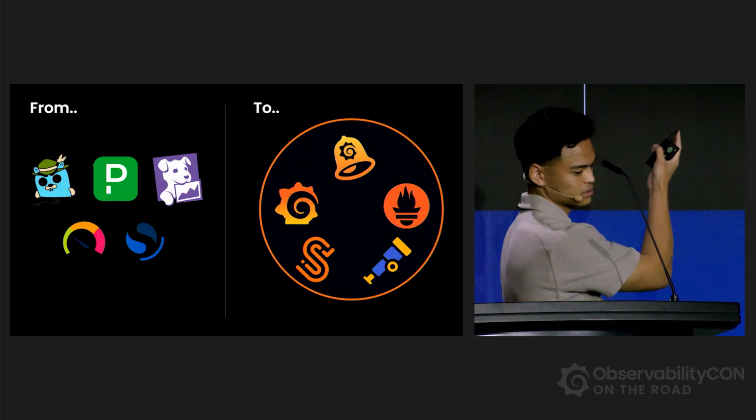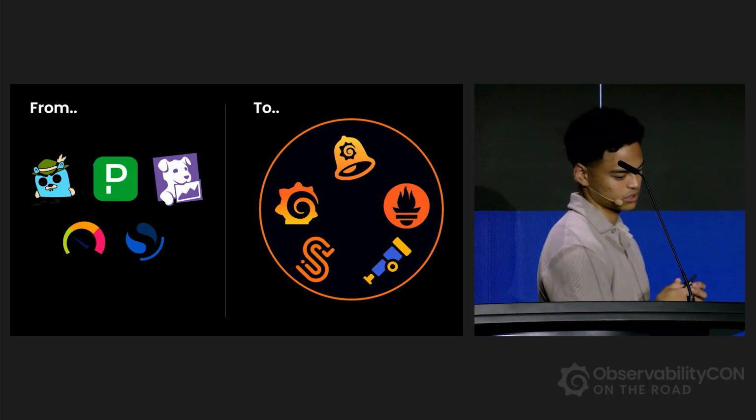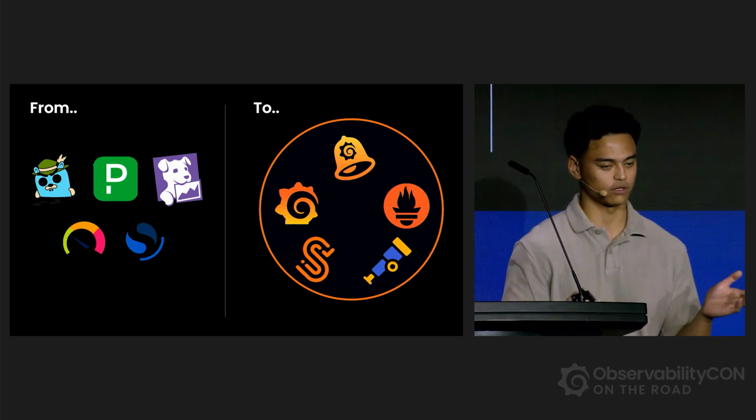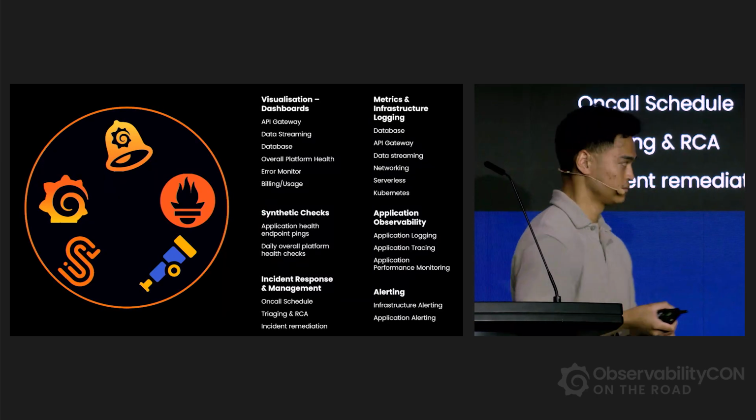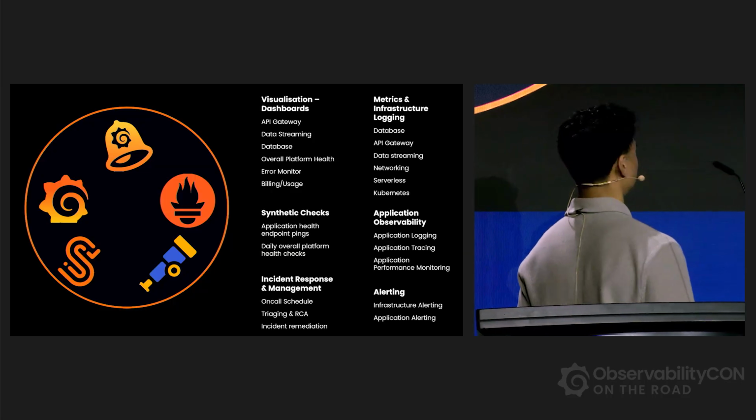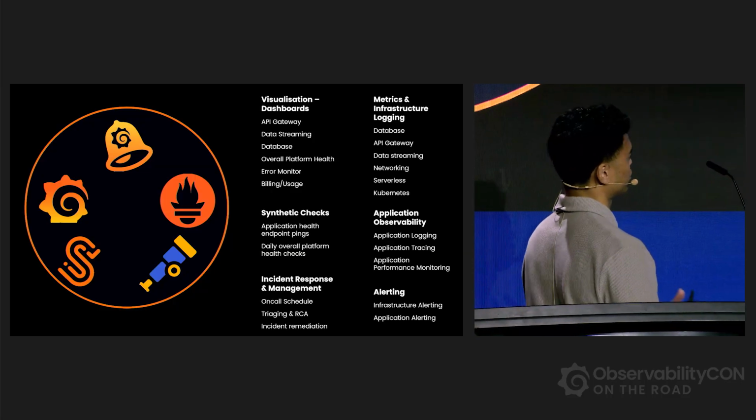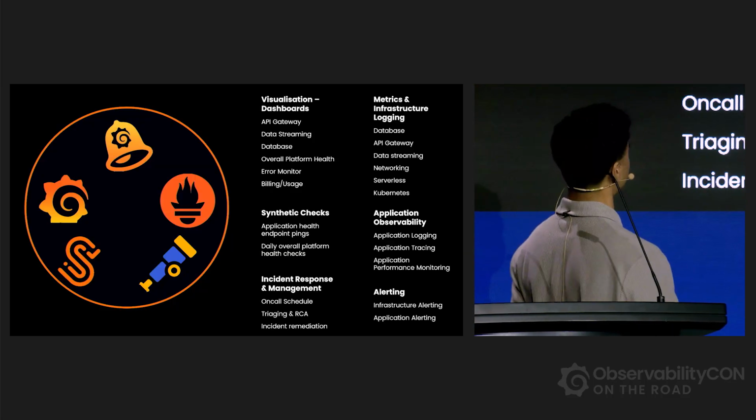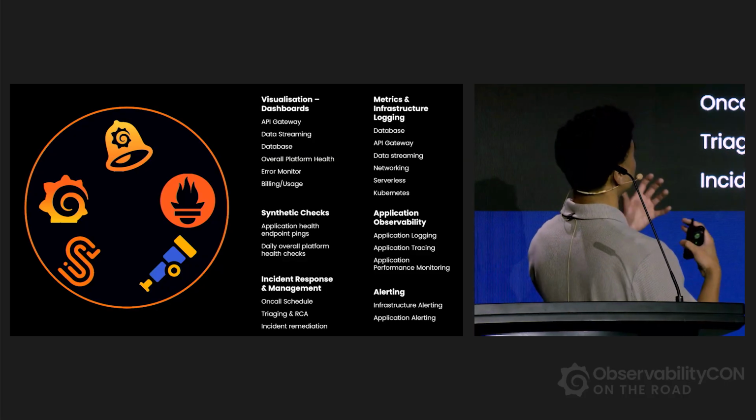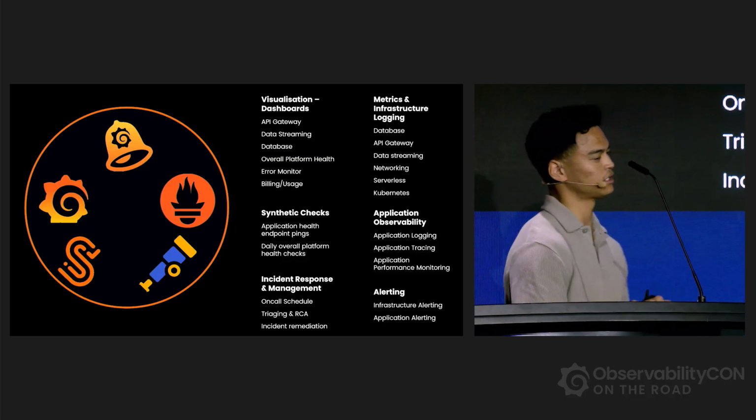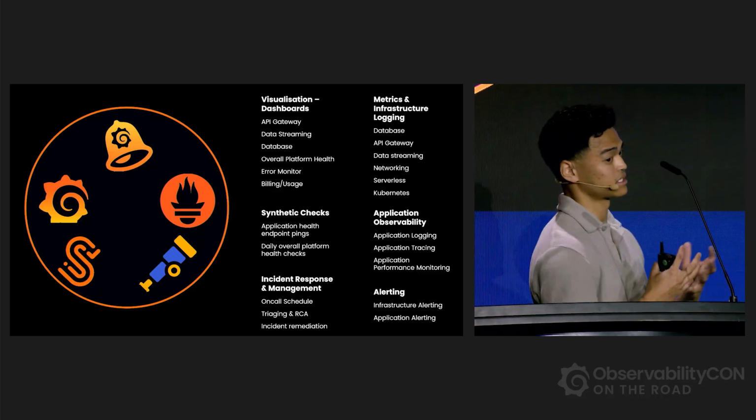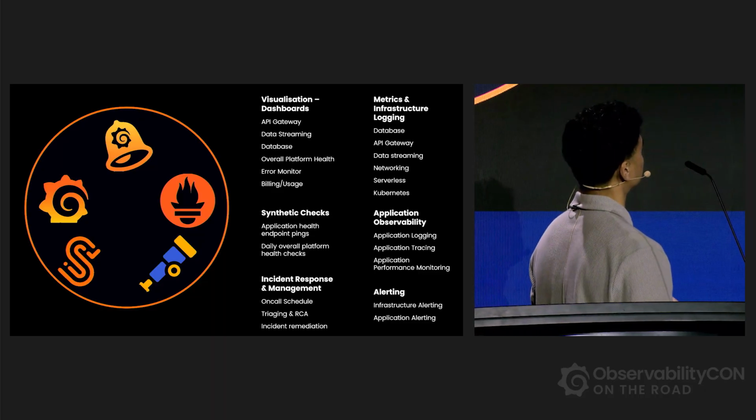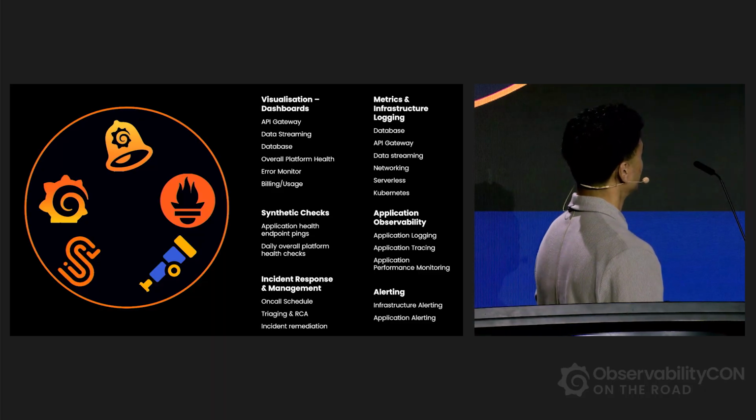This is what Tele looks like with observability. Everything flows into one place. Just a bit of a deep dive. This is how it's segregated, but I'll just go through it quickly. So we've got visualizations. One of the main dashboards we look at is our APIs or API gateways and databases. So those would be the two main dashboards we look at.